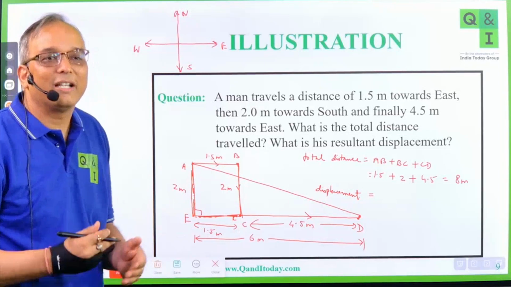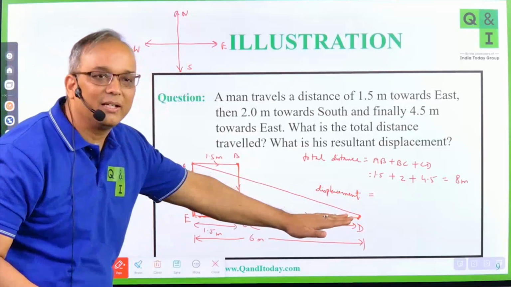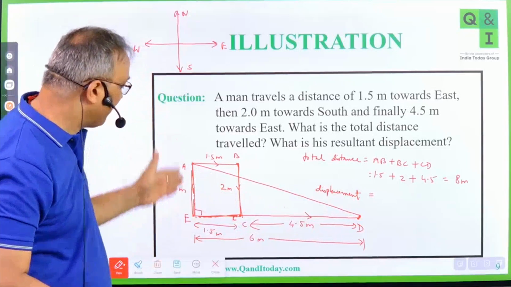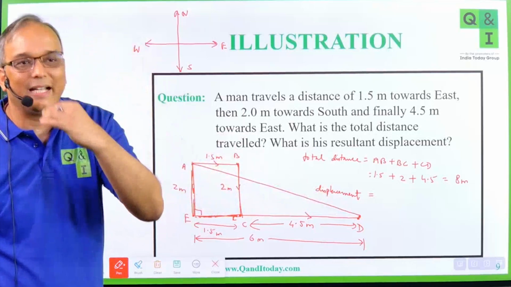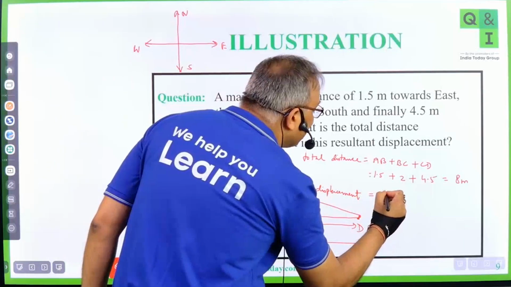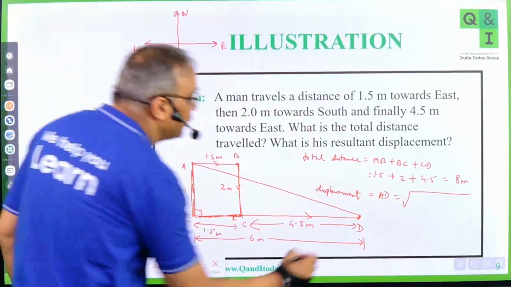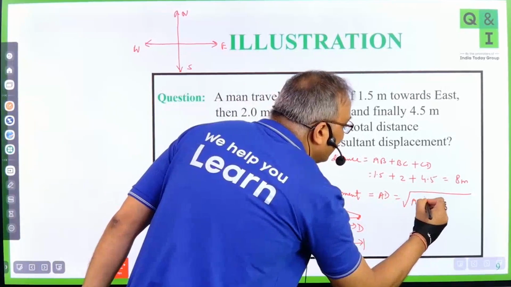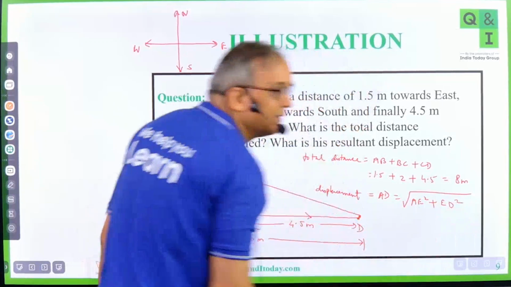Now you would have got an idea how to find it. So we know the base of the triangle, right angle triangle. We know the perpendicular of the right angle triangle. How to find the hypotenuse? That is by Pythagoras theorem. So we have to find the shortest distance AD. This will be calculated by Pythagoras theorem. That is root under AE square plus ED square.